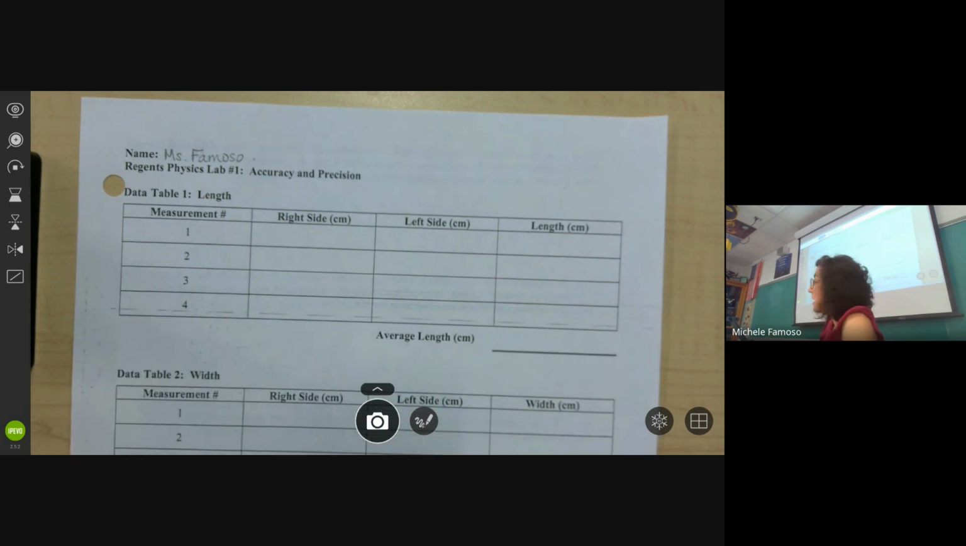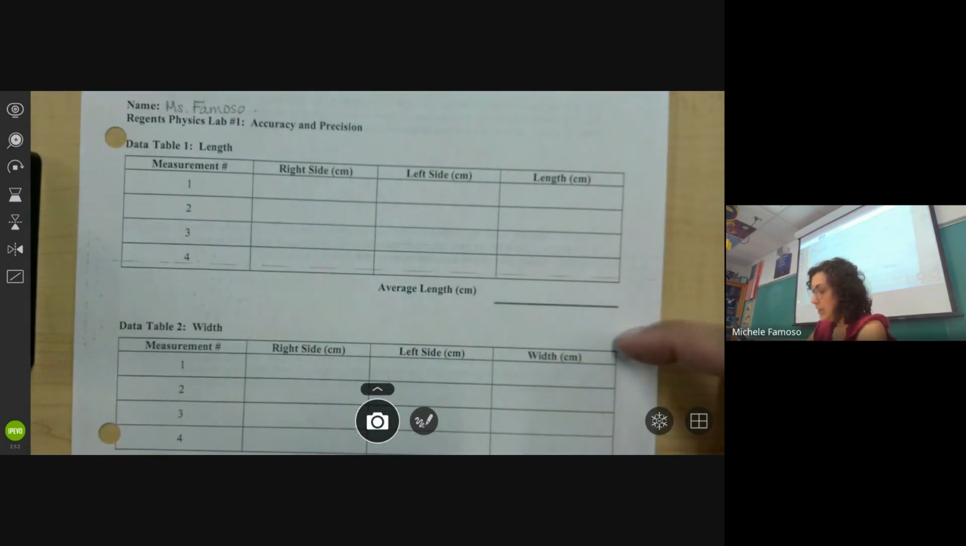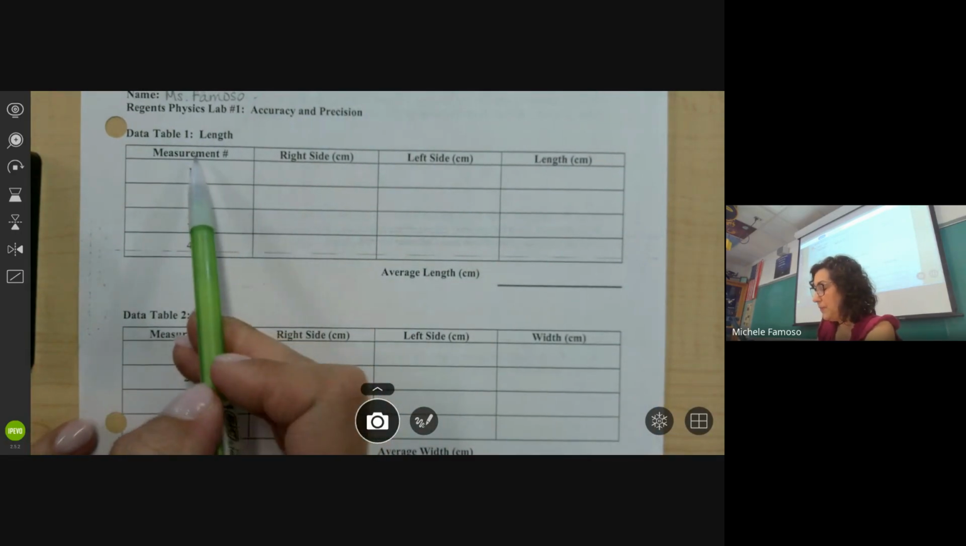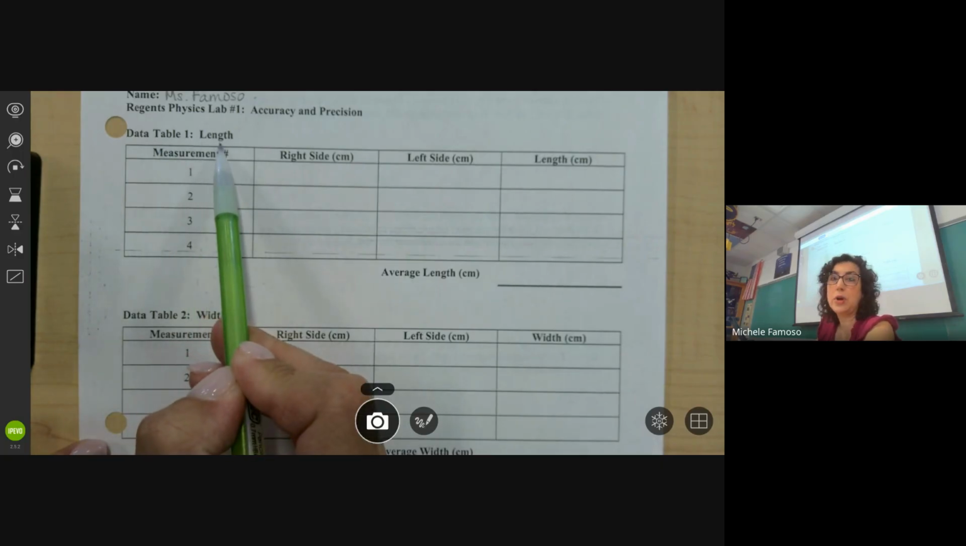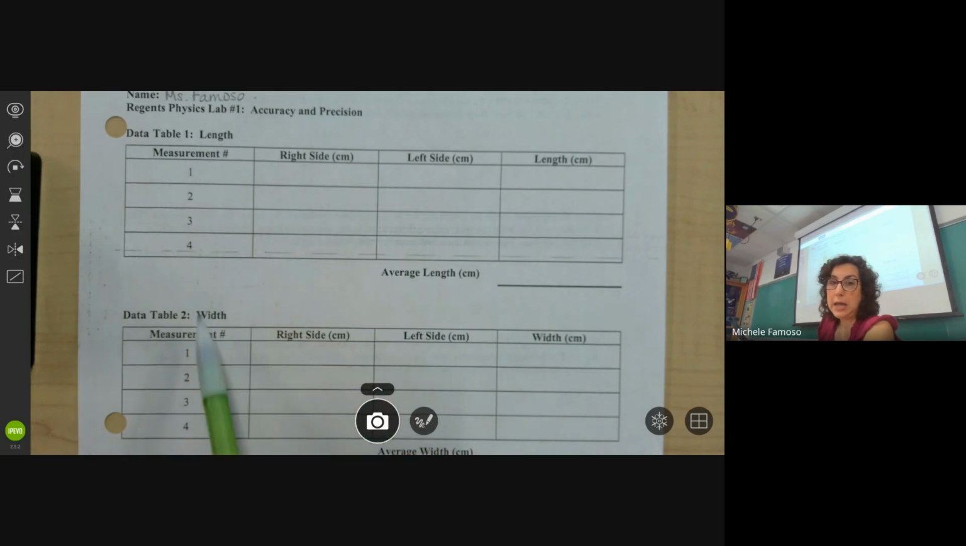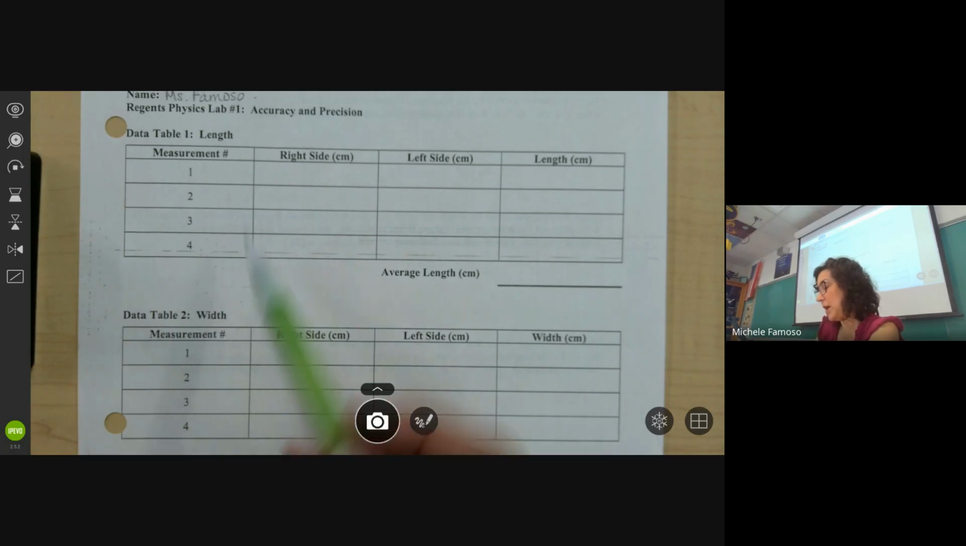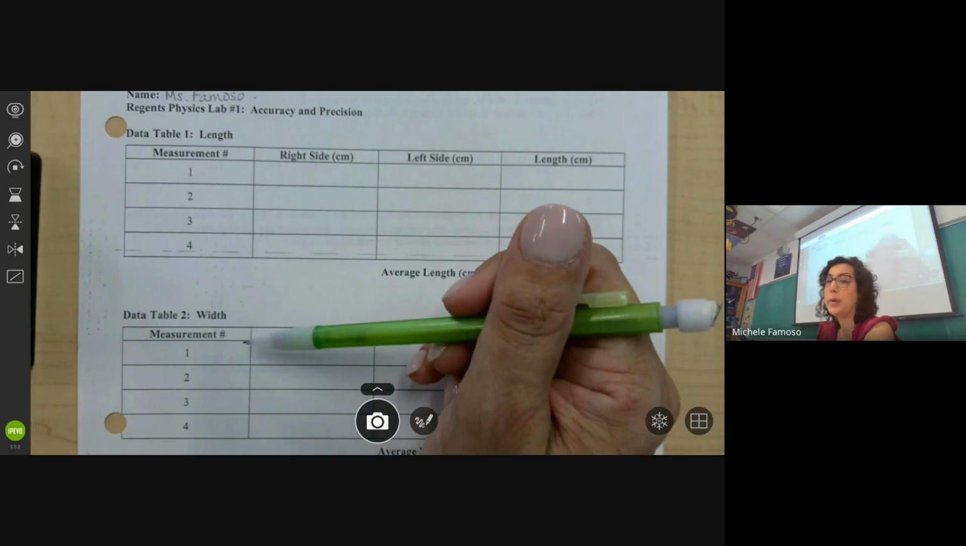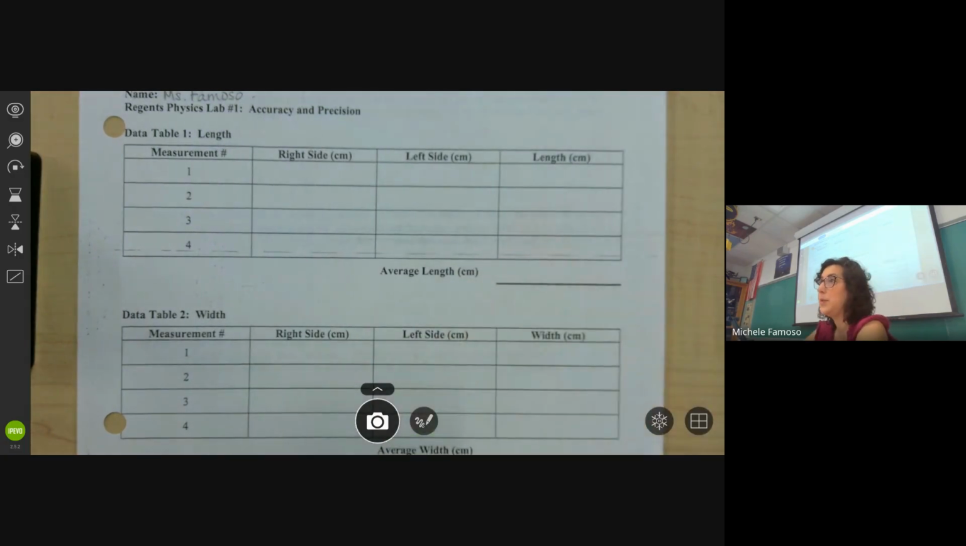All we're going to do today is complete these 2 data tables. Let's just look at what the data tables are asking us for. In the first table, we're going to be recording length measurements. And in the second table, we're recording width measurements. So that begs the question, what are we measuring? What do we want the length of? What do we want the width of? It's this piece of paper. You're going to measure the length of this paper and the width of it.